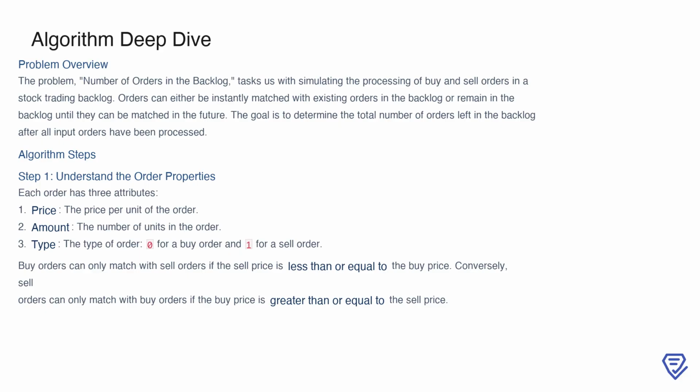Each order has three key attributes: the price, which specifies the cost per unit of the order; the amount, which is the number of units in the order; and the type, where 0 indicates a buy order and 1 indicates a sell order. Now, the conditions for matching are straightforward. Buy orders can only match with sell orders if the sell price is less than or equal to the buy price, and sell orders can only match with buy orders if the buy price is greater than or equal to the sell price. These matching rules ensure that trades occur at mutually acceptable prices for both parties.